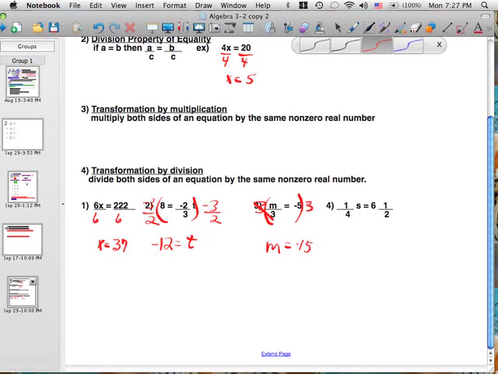The last problem, I have 1/4 s equals 6.5. I'm going to change that to 13/2. Multiply by the reciprocal of 1/4, which is 4. So the reciprocals cancel out since they make 1, and 1s is s, and the 2 goes into 4 twice, so I get 26.